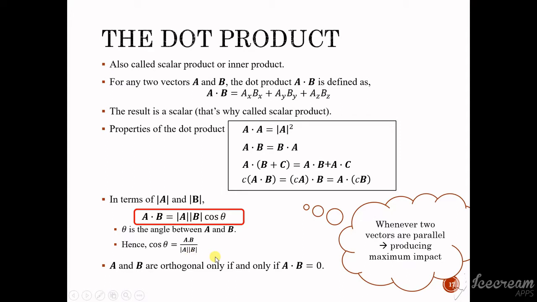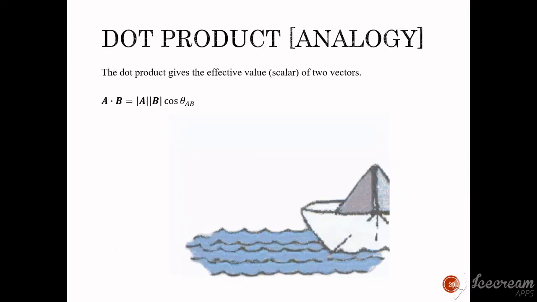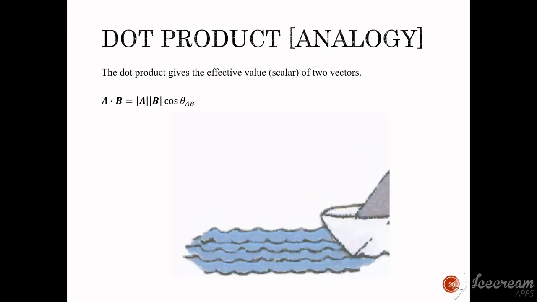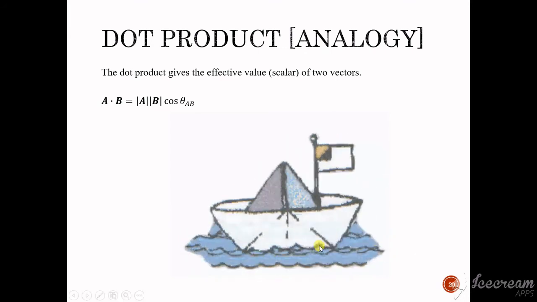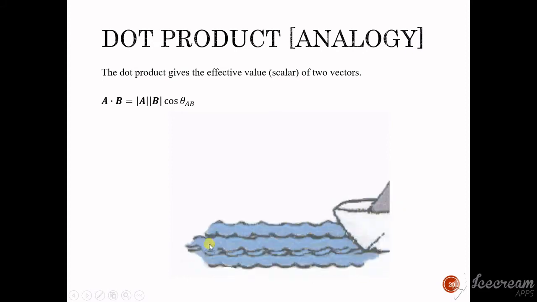Now, going on with the physical meaning of the dot product. Whenever the two vectors, for example vectors a and b, are parallel to each other, it will produce the maximum impact. The scalar product for two parallel vectors will give you the maximum magnitude. I will have an example using a boat sailing along a river.